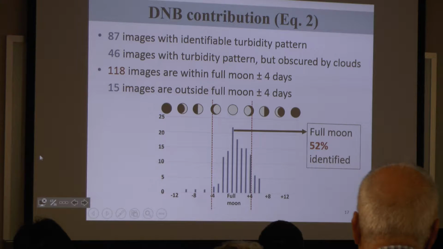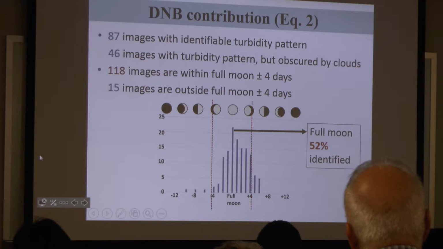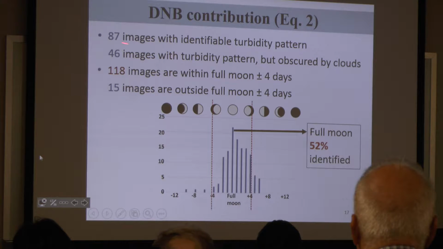This slide shows the daylight band contribution in equation 2, which counts the water pixels in images with turbidity pattern. From 2016 to 2017, there are 87 images with identifiable turbidity pattern and 46 images with turbidity pattern, but they are blocked or obscured by the small clouds, hard to separate. These images are then organized with the day and the corresponding moon phase, and then in the above histogram, and then quantified.